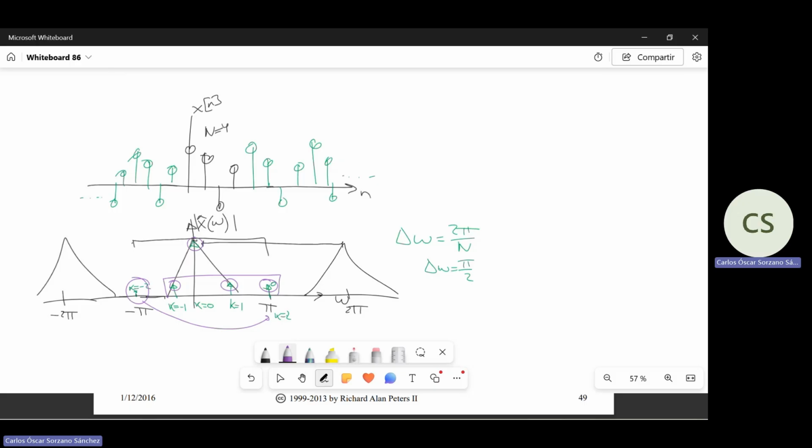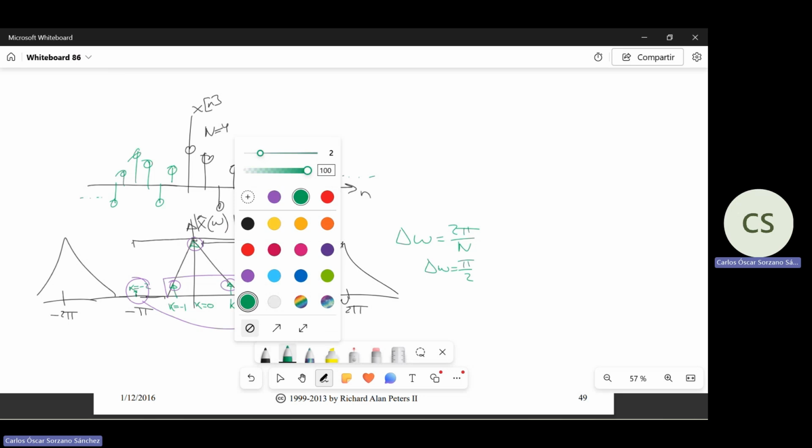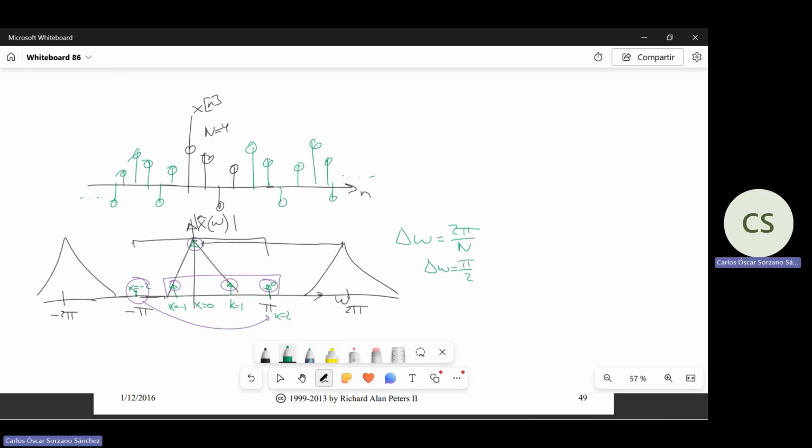Let's say that this is if I represent from minus pi to pi. What if I want to represent from 0 to 2 pi? Then if I want to represent from 0 to 2 pi, I have to take also the equivalent of this one, which is this one, for k equals 3. And now I have 0, 1, 2, and 3, and I have again 4 samples.